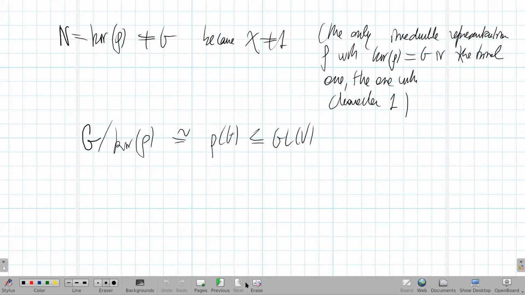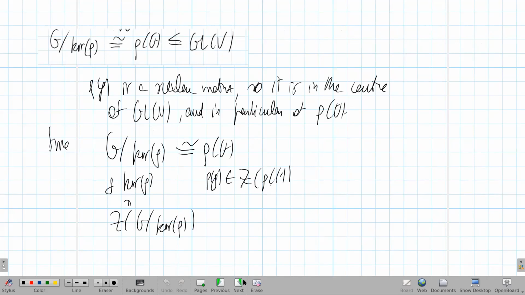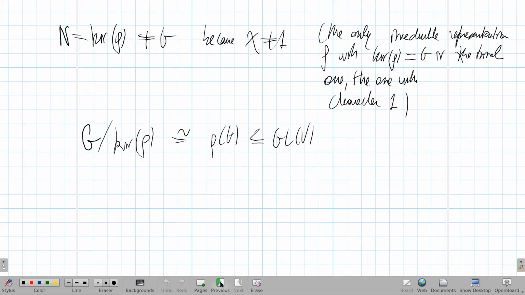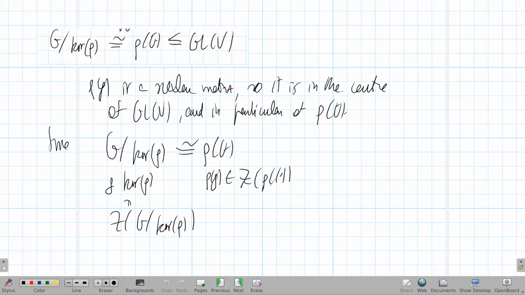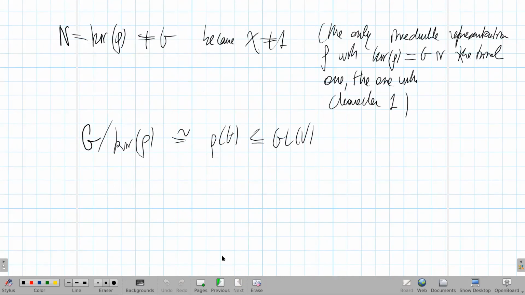Let me just a second. Oh, well, it's a bit of a mess here. I'll have to rearrange the boards later, because I went back and forth. I just want to clarify this. So the only irreducible representation rho with kernel equal G is the trivial one.